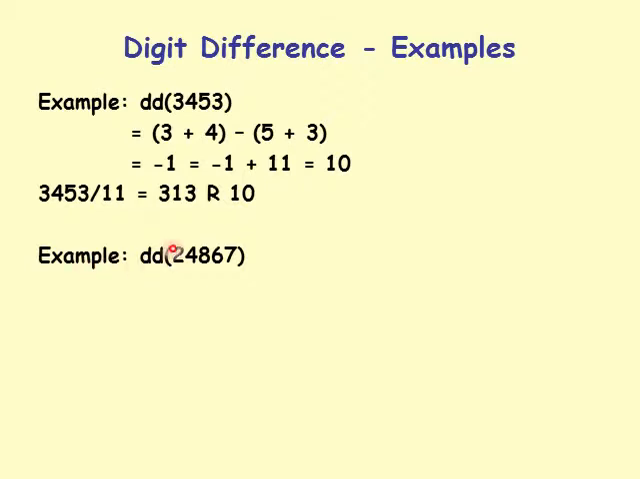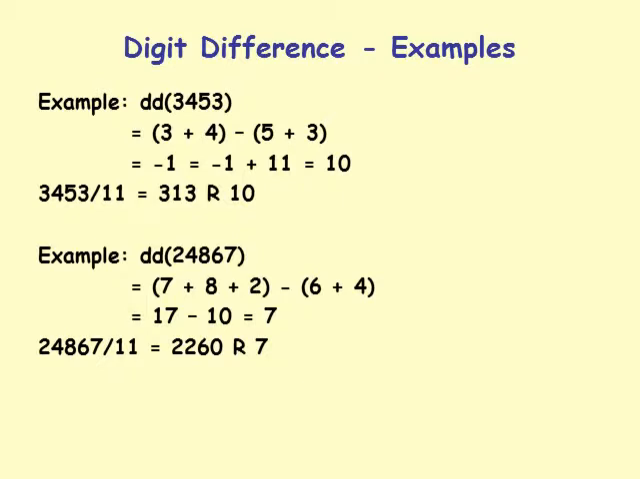Okay, let's continue. Well, another example here, dd of 24867. Now we have a 5-digit number. Okay, that means let's see what's going on here. So positive terms are 7, 8, and 2. 7 plus 8 plus 2 is 17, and negatives are 6 and 4. So it's 17 minus 10, which is 7. Again, I don't have to redo the digit difference because digit difference obtained so far is 7, which is within 0 and 10. Okay, let's continue.